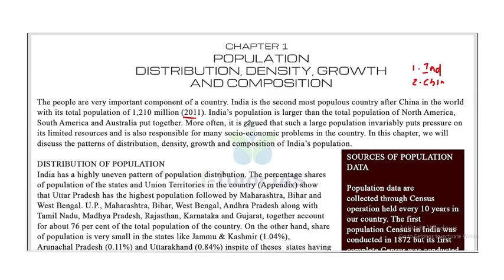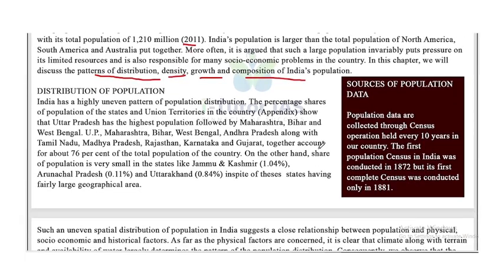More often, it is argued that such a large population invisibly puts pressure on its limited resources and is also responsible for many socio-economic problems in the country. So in this chapter, we will discuss the patterns of distribution, density, growth and composition of India's population. First is the distribution of population.